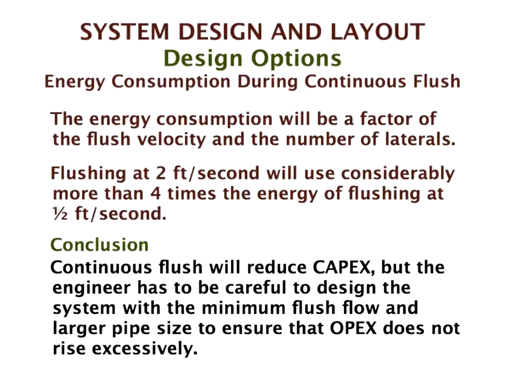solenoid valve flushing. The higher the velocity at which you flush, some people flush at 2 feet per second, you're going to have 4 times more excess flush water than if you flush at half a foot a second. So again, at 2 feet per second, you'll be using a lot more electricity than at half a foot a second. Okay, so in my opinion, continuous flush will reduce capital expense.